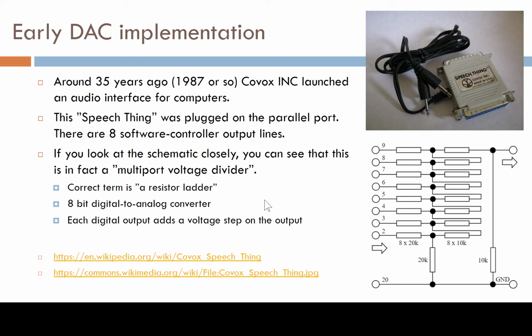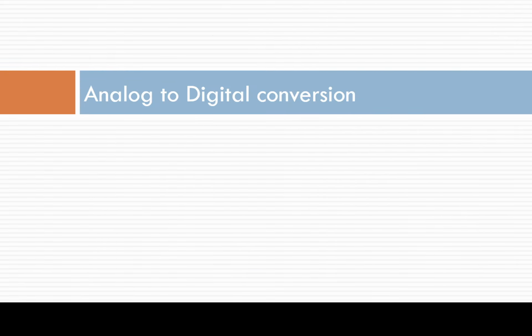Okay, that's history. If you're more interested in the history and what happened to Covox, you might check those Wikipedia links there. But it's historic equipment, and yeah, a D to A converter.